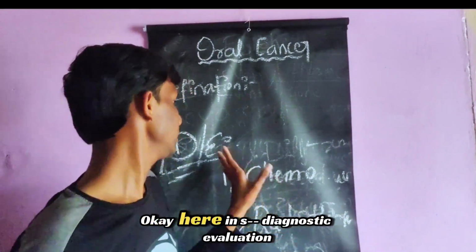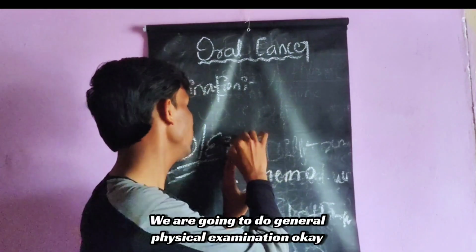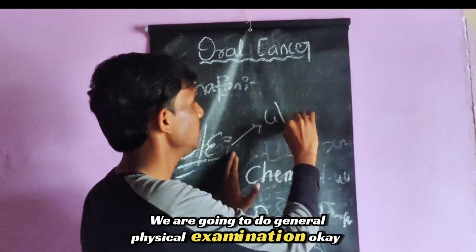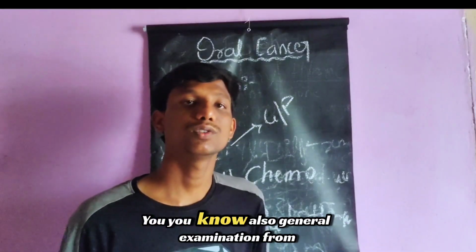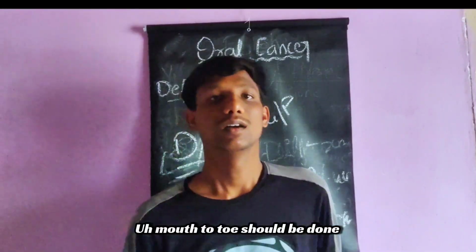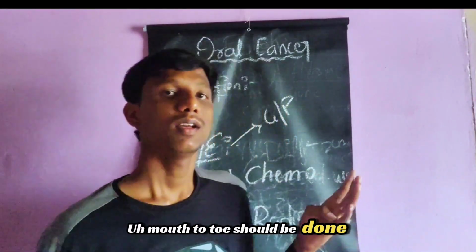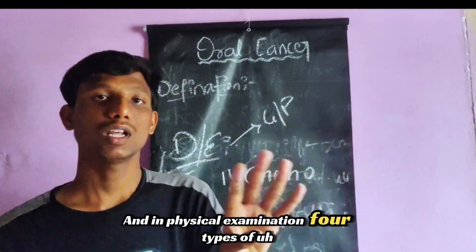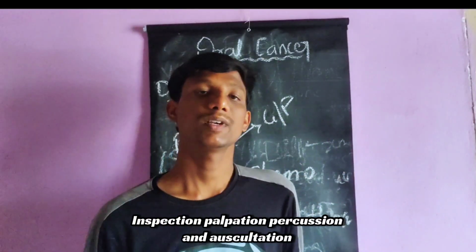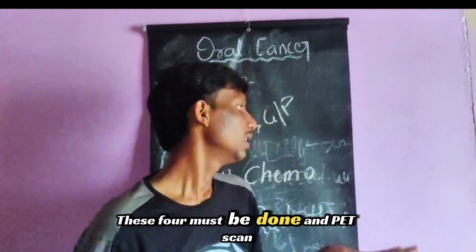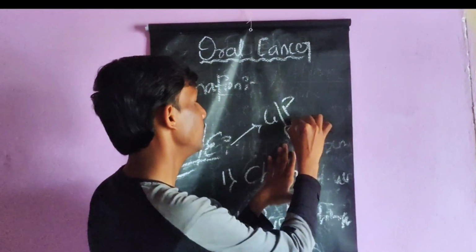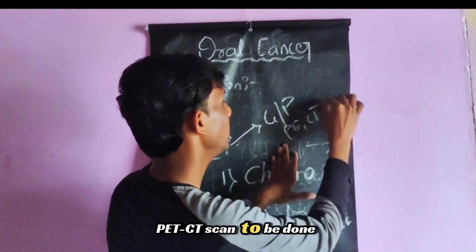Here in diagnostic evaluation, we are going to do a general physical examination, a general examination from mouth to toe. In the physical examination, 4 types of examination should be done: inspection, palpation, percussion, and auscultation. These 4 must be done, and a PET CT scan is to be done.